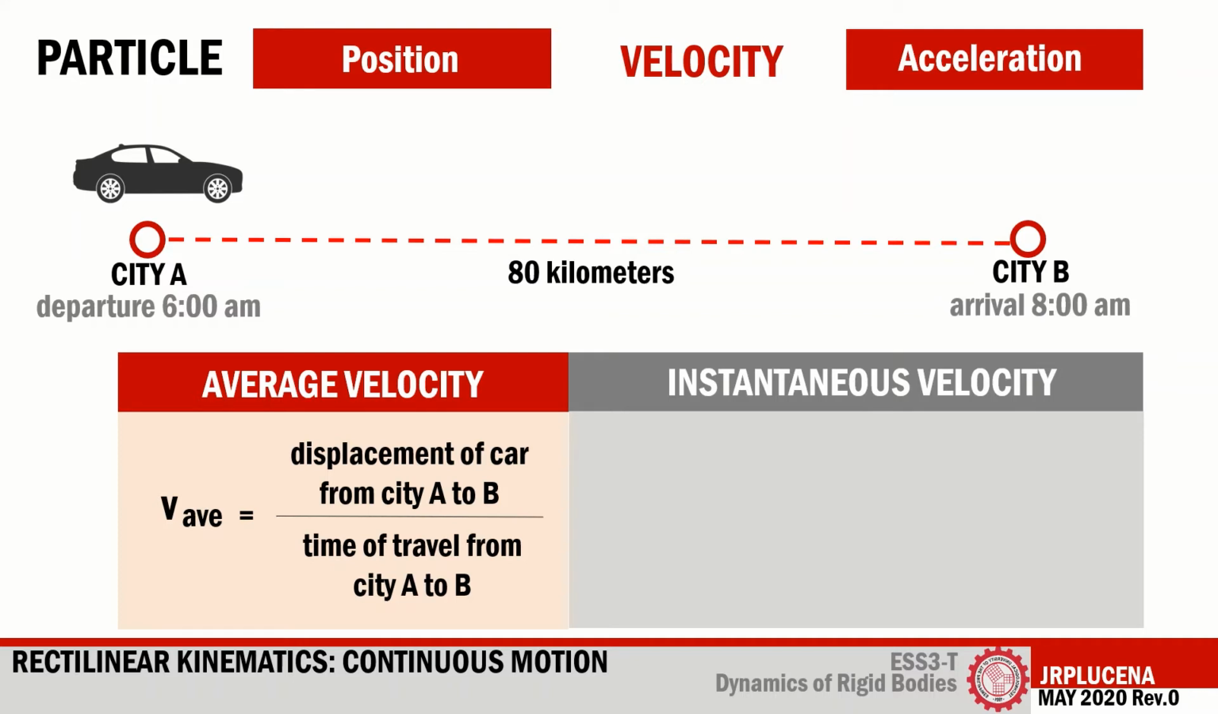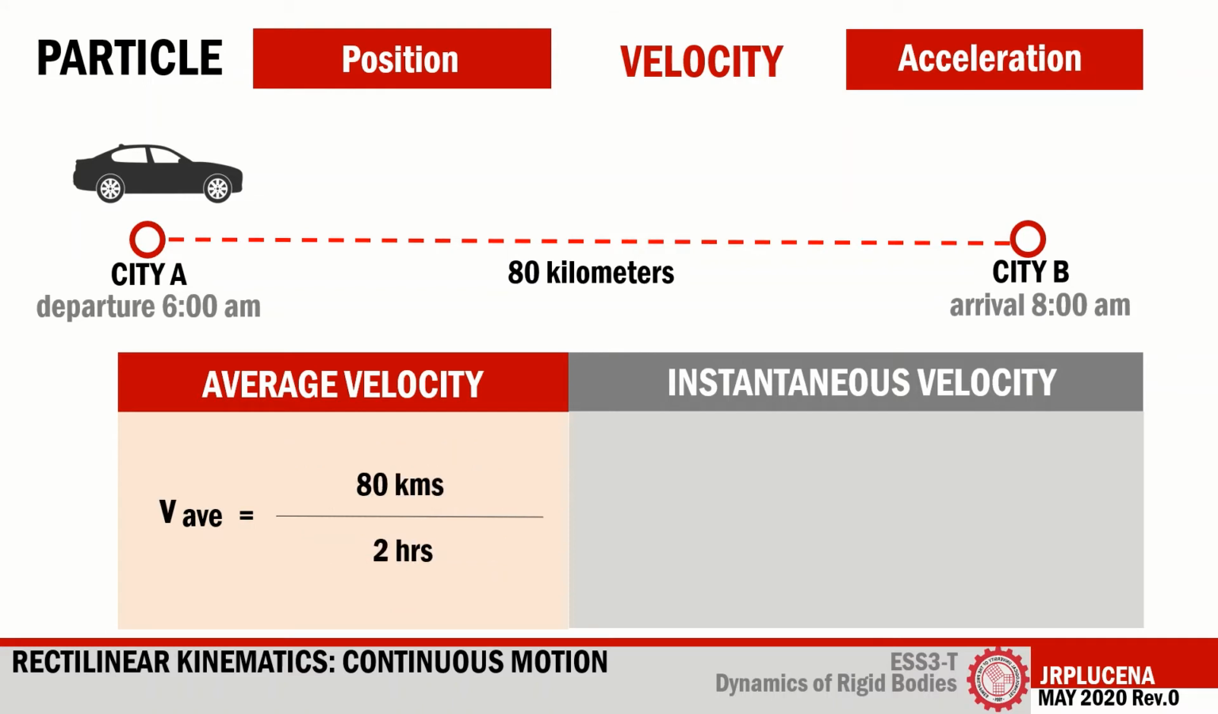The average velocity now of the car is the displacement of the car from city A to B over the time interval or time of travel from city A to city B. And that would be 80 kilometers for the time interval of 2 hours. The average velocity now of the car is 40 kilometers per hour. And that is the average velocity.